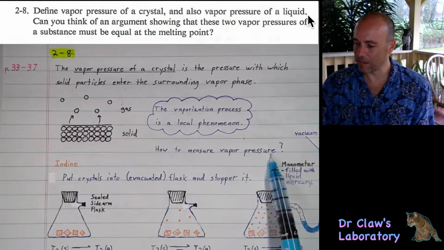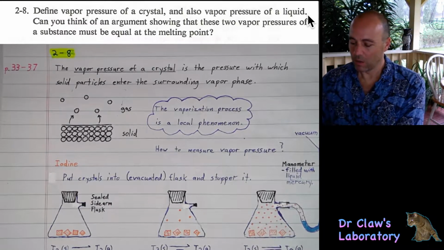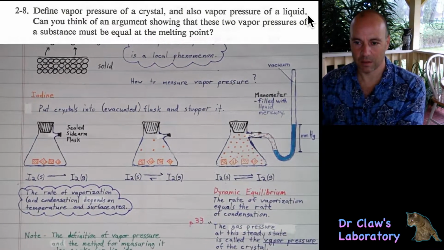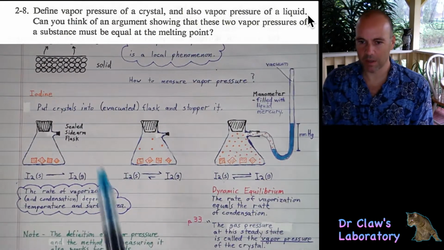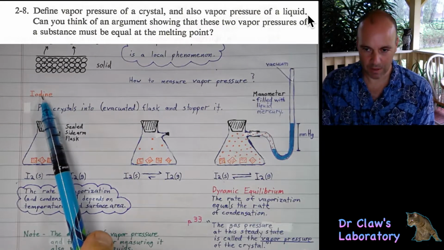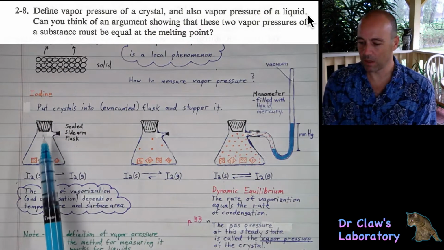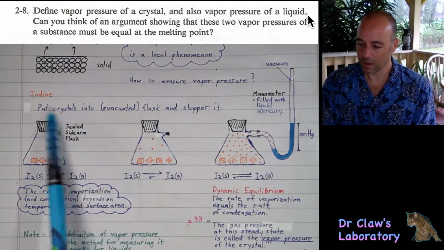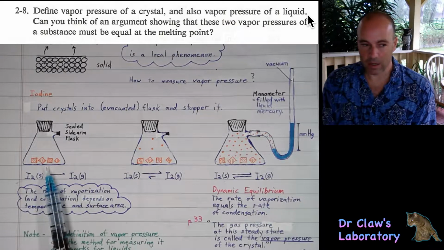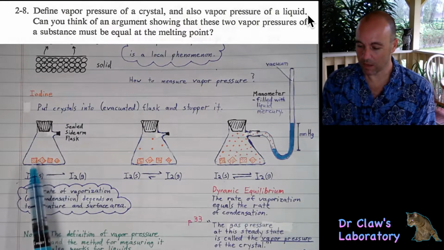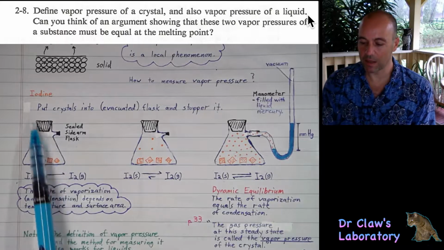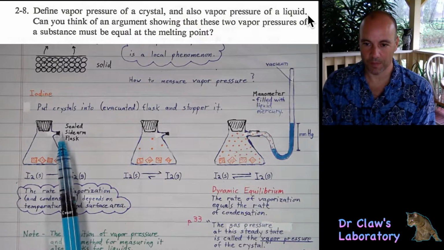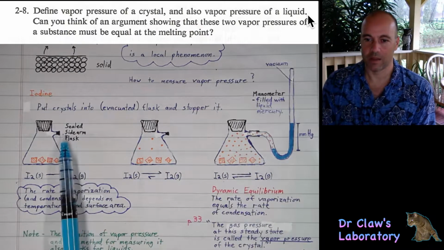Now, how would you actually measure the vapor pressure? Well, that's pretty easy to do, and it's a similar procedure for any substance. So let's just take a look at iodine, for instance. What you can do is put iodine crystals into an evacuated flask and you stopper it. So here you go. Here's an evacuated Erlenmeyer flask, which has solid iodine particles placed in there, and it's been stoppered. And the sidearm is also sealed as well. We'll use the sidearm at the end.